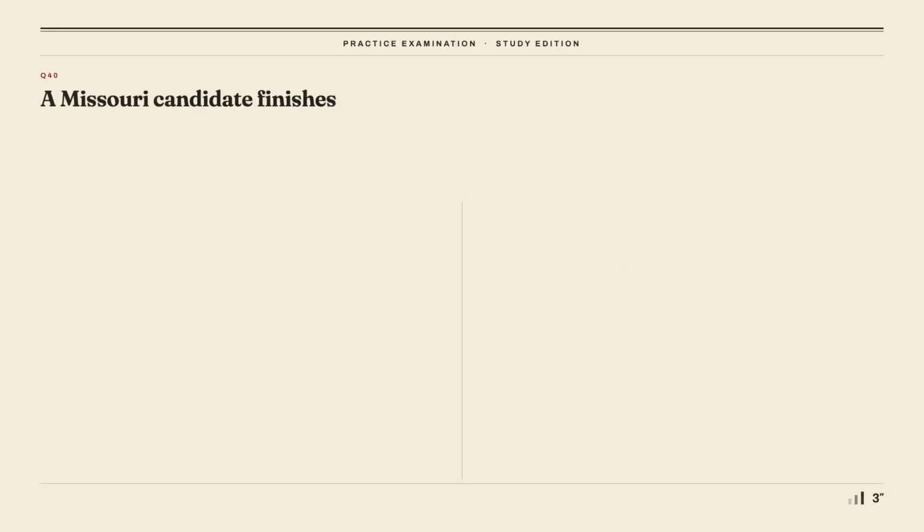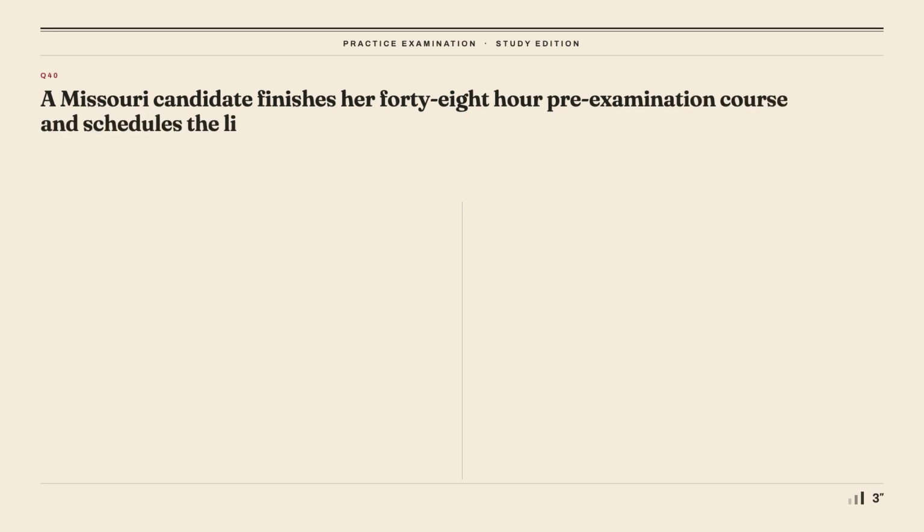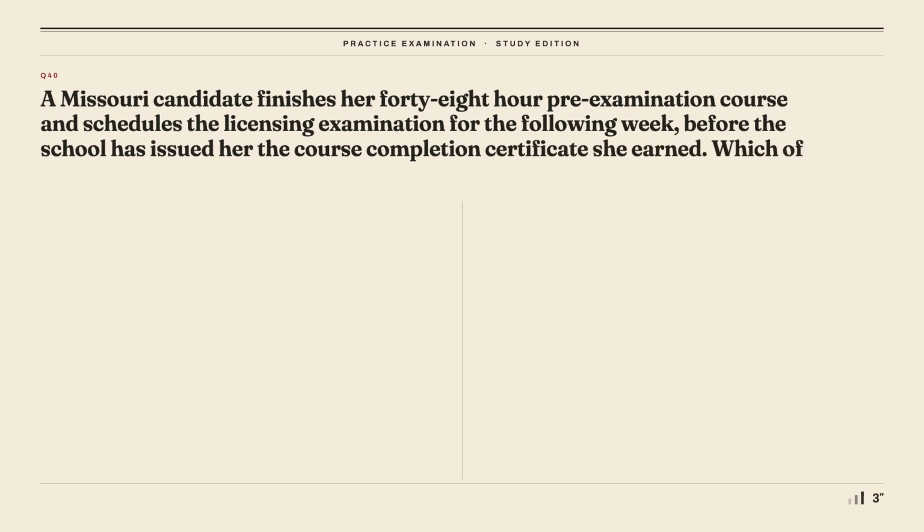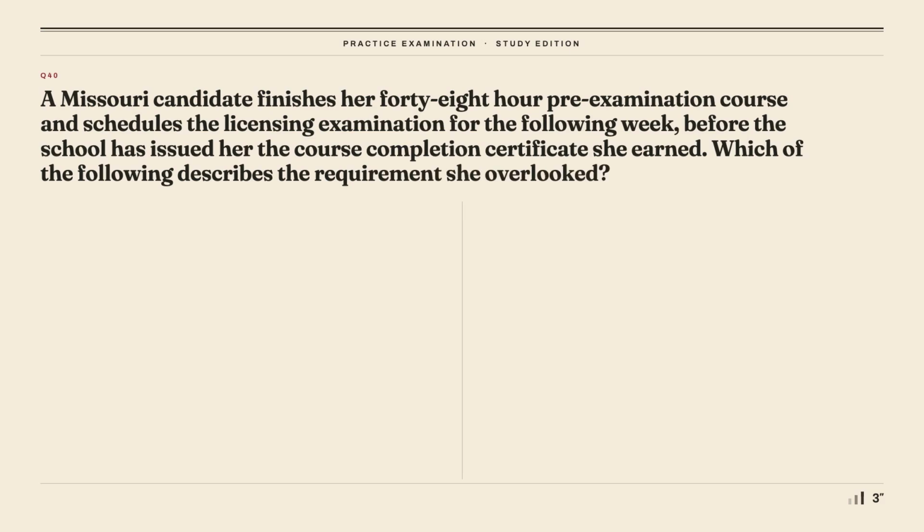Question 40. A Missouri candidate finishes her 48-hour pre-examination course and schedules the licensing examination for the following week, before the school has issued her the course completion certificate she earned. Which of the following describes the requirement she overlooked?